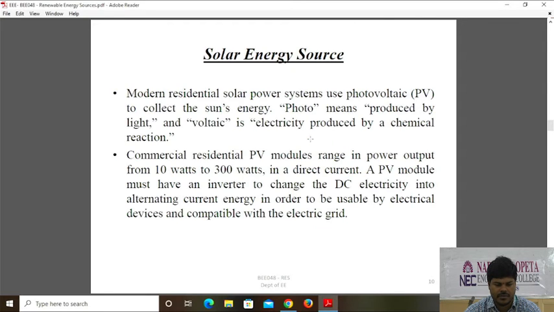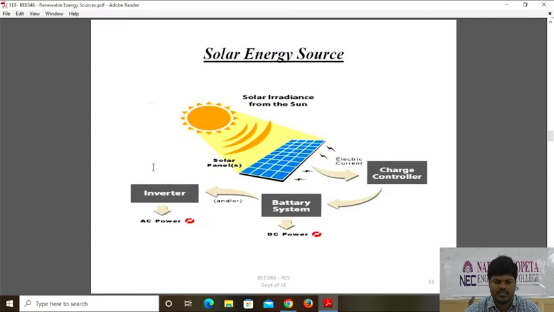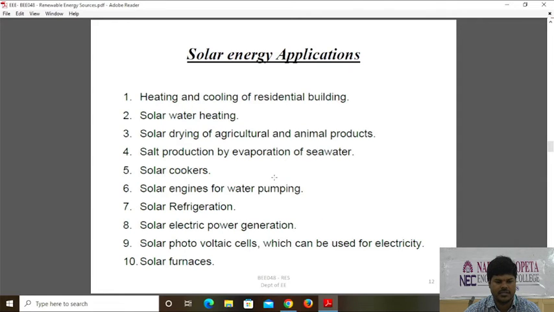Based on the requirement, we can design from 10 watts to 300 watts. If we are generating a very small amount of power, we can store this energy in the battery. There we can use it through the inverter whenever power is not available. But if we are going to generate a large amount of power, we cannot store it in the battery. We can connect to the grid directly. So this is solar energy.